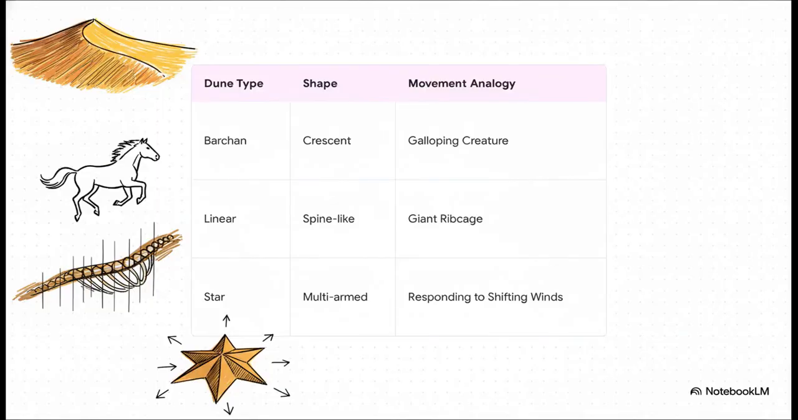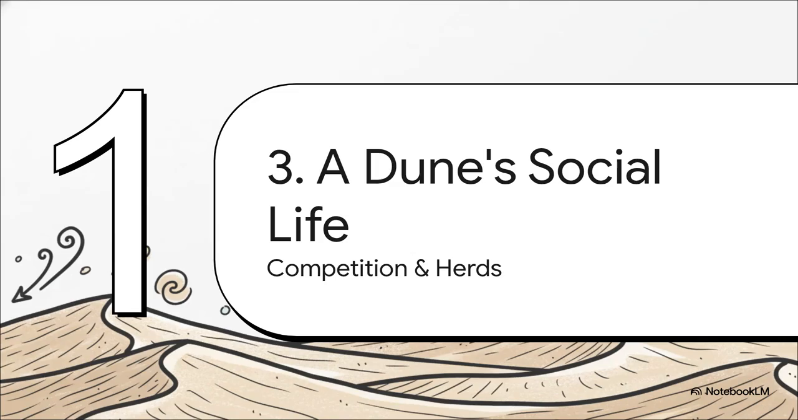This ability to adapt leads to this stunning diversity of forms. It's almost like different species in an ecosystem. You've got the crescent-shaped barchan dunes that really look like they're galloping across the desert. There are these long linear dunes that look like the ribcage of some colossal buried beast. And then you have star dunes, which form where the wind is all over the place, so they reach out with arms in every direction at once. But here's where it gets even weirder. Dunes aren't loners. They have a surprisingly complex social life, full of what looks like competition and cooperation. So let's take a look at how these giant sand creatures actually interact with each other.